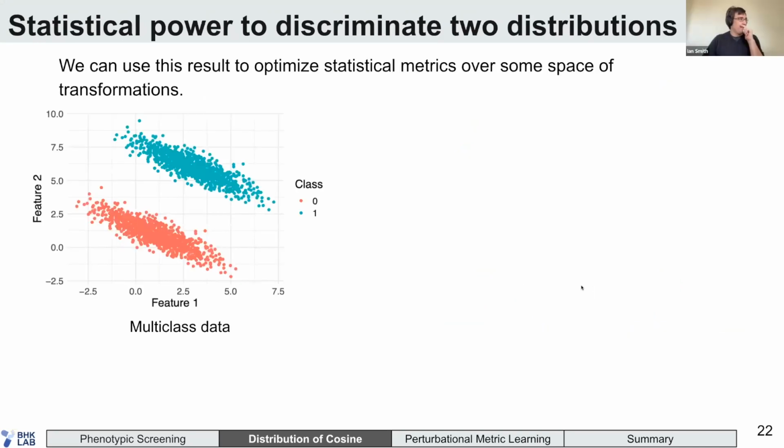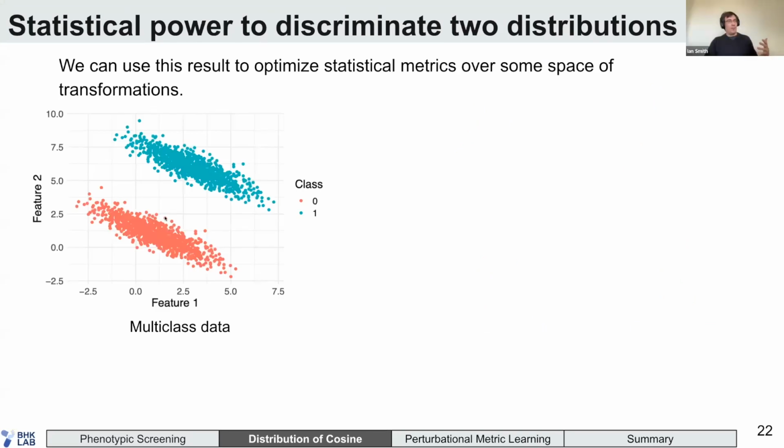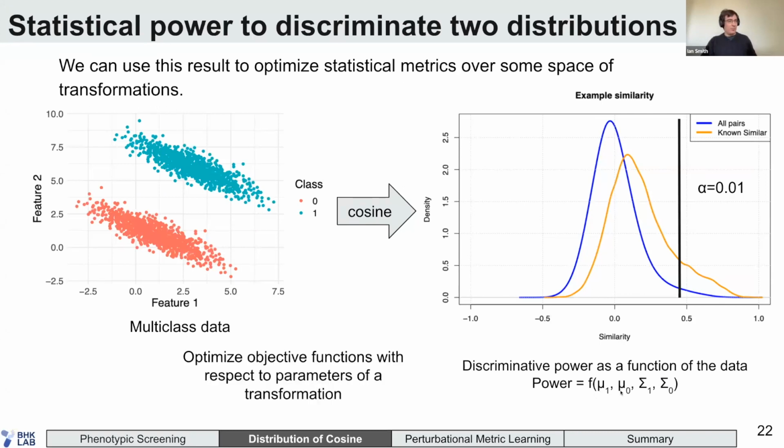Yeah, absolutely. So to look at the second point, intelligently choosing embeddings, we can use this result to optimize statistical metrics over some space of transformations. Suppose, as the simplest example, you have data with two classes, illustrated by this graphic. If you compute cosine similarity on your data, you get this result. And we can write down what the statistical power is at some alpha, or whatever metric you happen to like, such as a signal to noise ratio, as a function of the properties of the data, and then choose embeddings to maximize the power as a function of these input parameters.